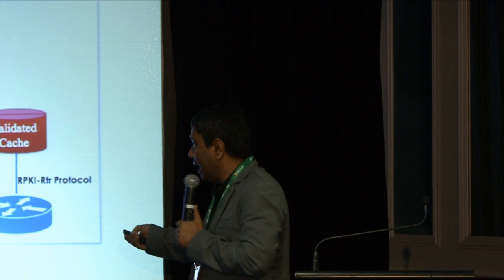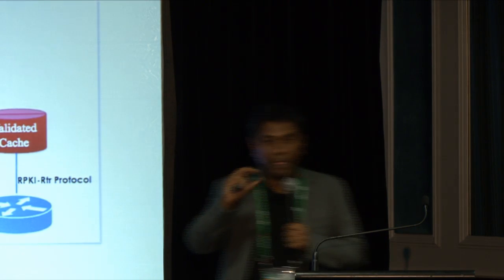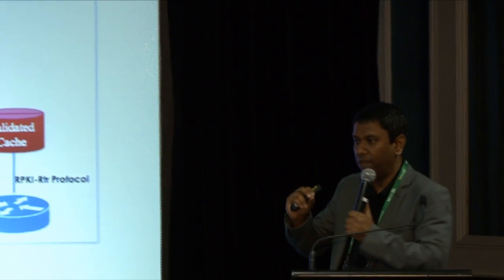And then from there, you deliver to the routers only that simplified information, either valid, invalid, or not exists. So the router doesn't need to do all those complicated certificate validations. The RP cache will do that, and the router will get only those validated ROAs.